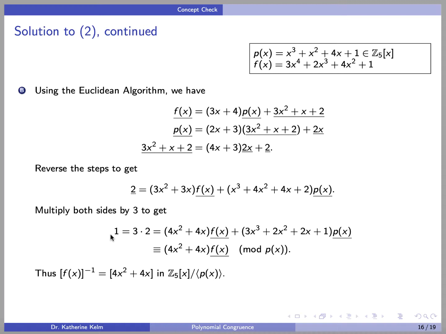So sure enough, the inverse of the class of f of x is the class of 4x squared plus 4x in the quotient ring of polynomials with coefficients in Z5 modulo the ideal generated by this p of x. By our previous result, this representative is unique.